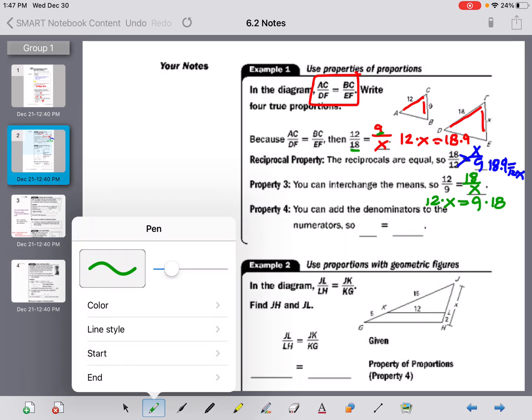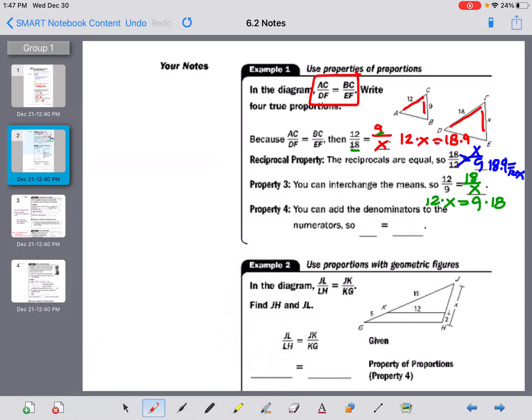All right. One more to go, and this is the hard one, the one where you add its own denominator to the fraction. So I get 12 plus 18 over 18 equals 9 plus x over x. Okay, it seems silly, but it says to add its denominator to the numerator. Let's do some math here and see what this gives me. I get x times 12 plus 18 equals 18 times 9 plus x.